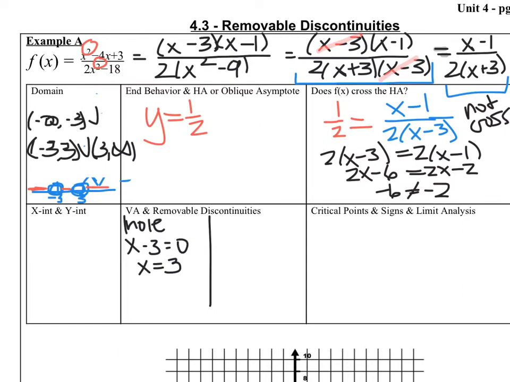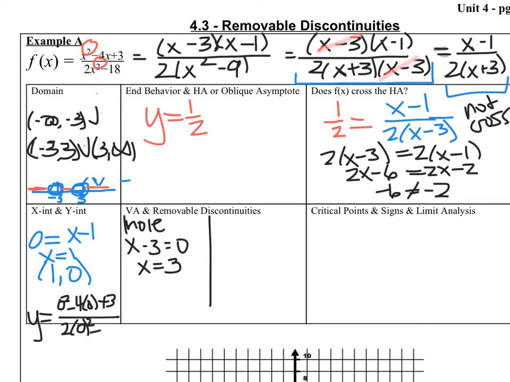X-intercept means we set our simplified numerator equal to 0. So 0 equals x minus 1. So I have an x-intercept at the point 1, 0. Y-intercept means we set x equal to 0, and you could do this in any equation. Doesn't matter which one. I like to do the original, but you can do whatever you want. I like the original because then I can really just do the ratio of the constants. I'm showing a lot of work right here. So y equals 3 over negative 18, which simplifying will give me the point 0, negative 1/6.